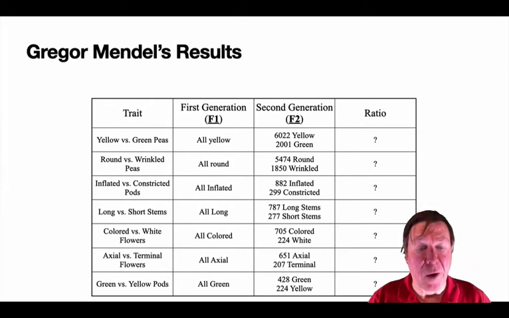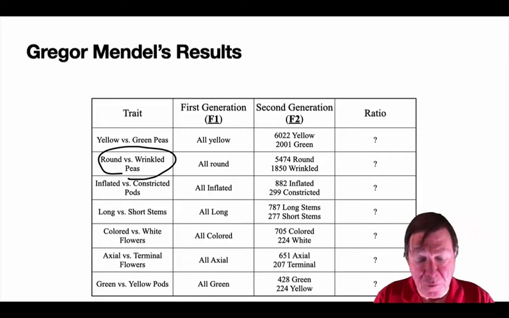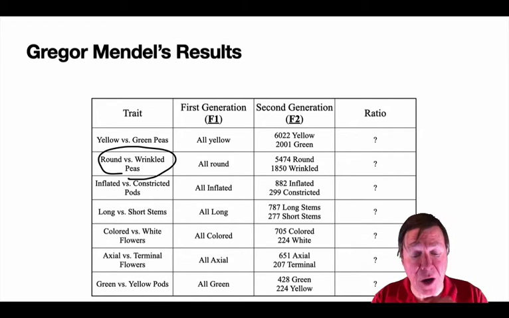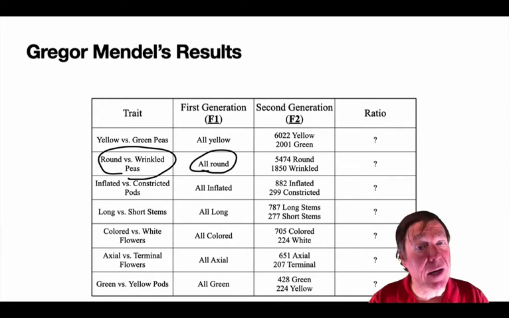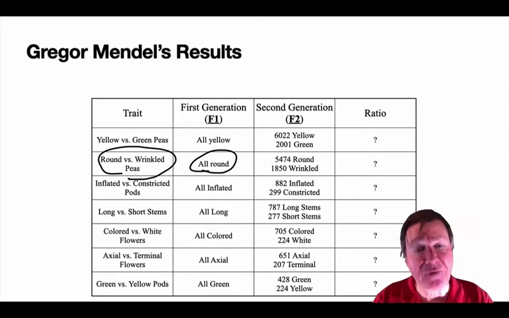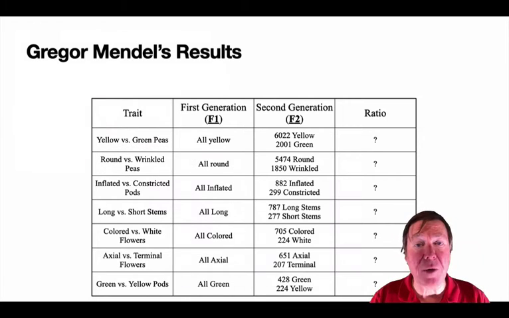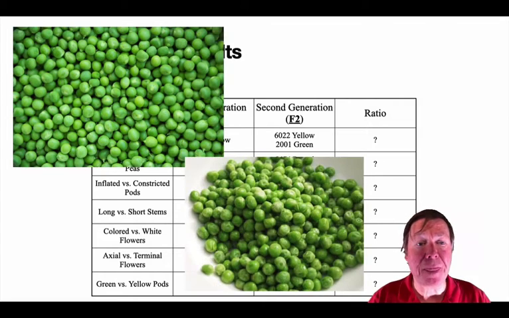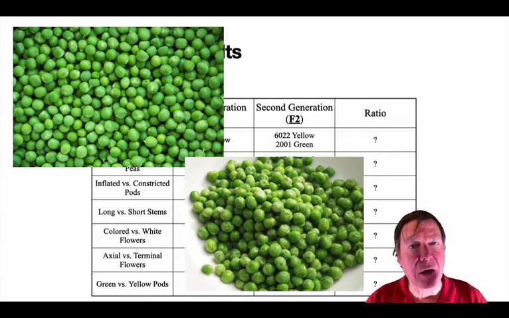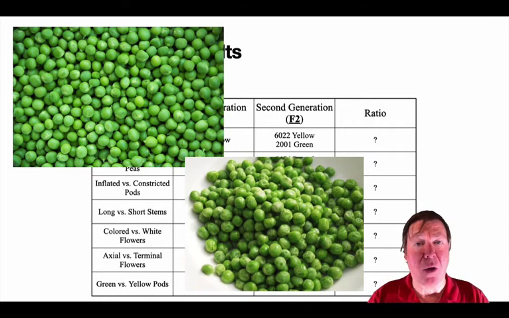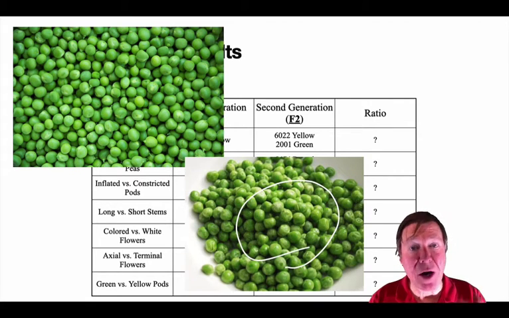He crossed round versus wrinkled peas. First time when he crossed them, the offspring, all of them were round. None of them were wrinkled. But then when he crossed the siblings, the second generation, the F2 generation, the filial 2 generation, the grandchildren, he got 5,474 round ones and 1,850 wrinkled. What are we talking about when we talk about round versus wrinkled? We're talking about the pea. Normally, we buy round, smooth peas because American culture likes that, because that looks good. But they also come wrinkled. I don't know if you knew that.